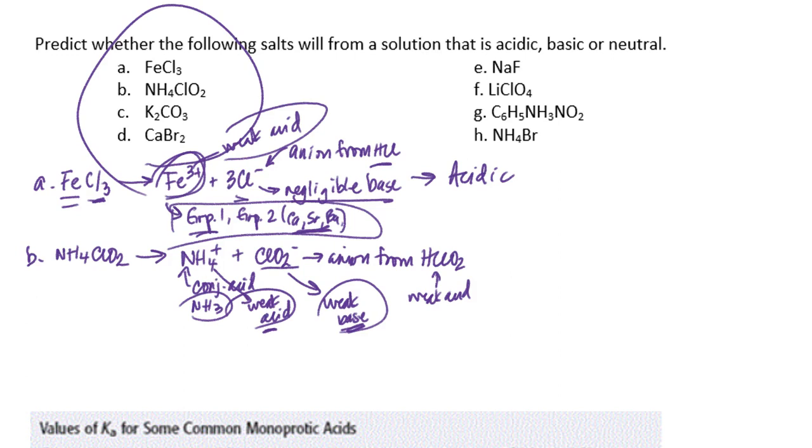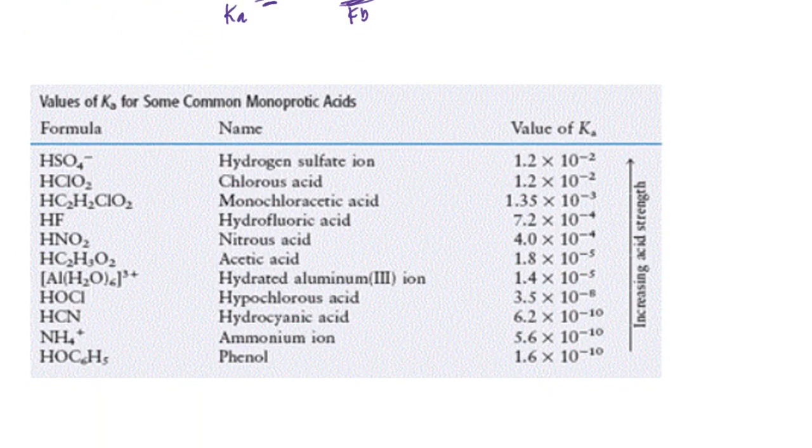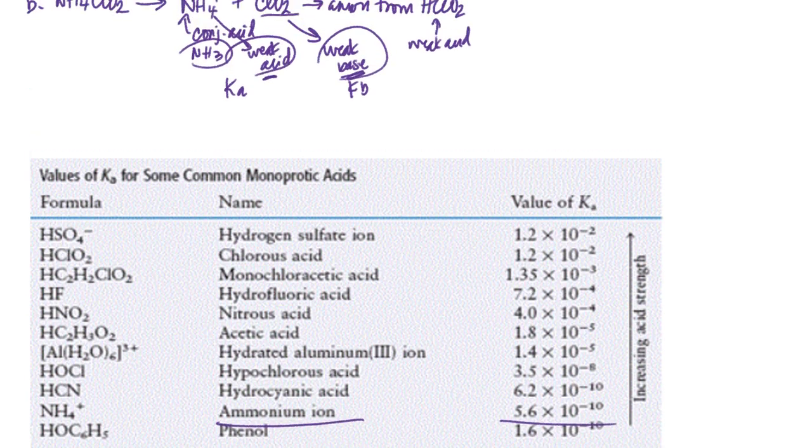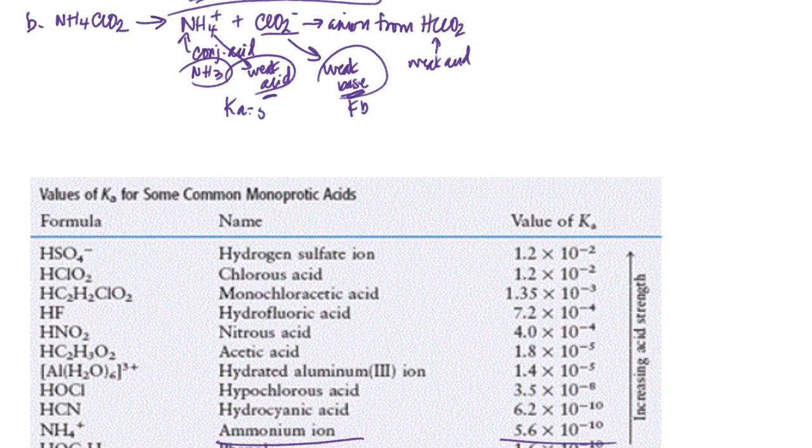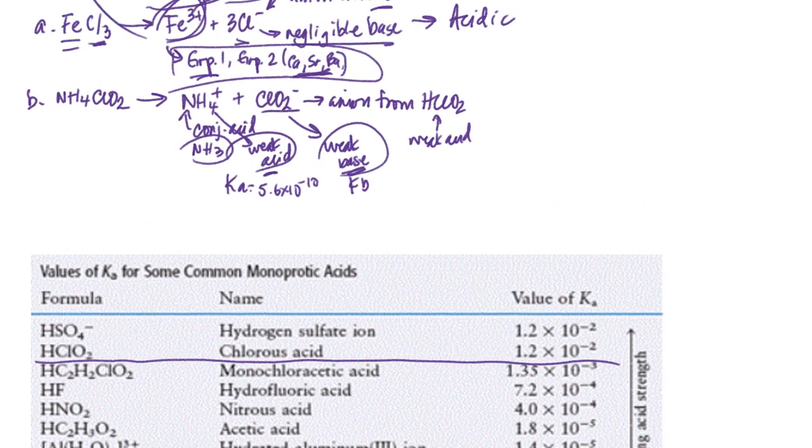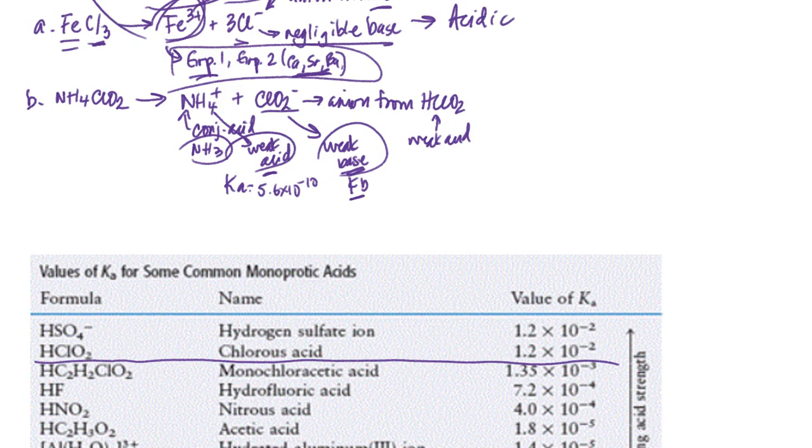And so the way that we do that is we're going to have to compare the Ka for ammonium ion and the Kb for the chloride ion. So I've included a table here that we can consult. Now if you notice, the ammonium ion has a Ka of 5.6 times 10 to the negative 10. Now here's chlorous acid. We're given its Ka, but I want the Kb of the chloride ion. So what I'm going to have to do is convert this Ka in the table to Kb by using the relationship that Ka times Kb is Kw for a conjugate acid-base pair.